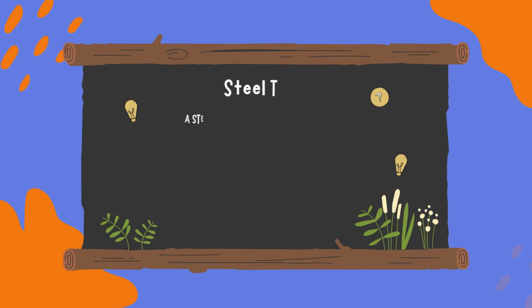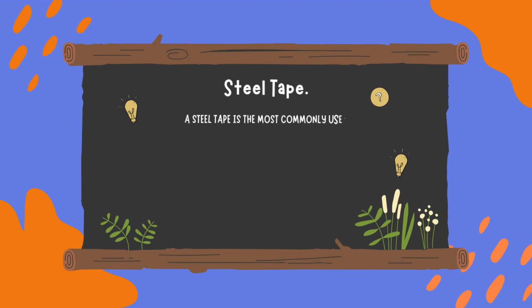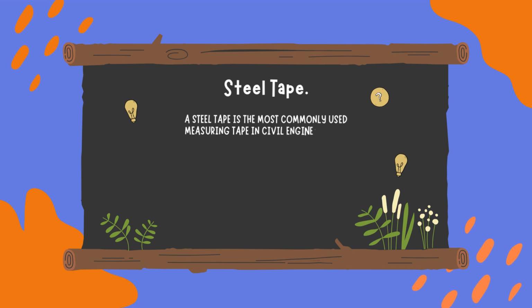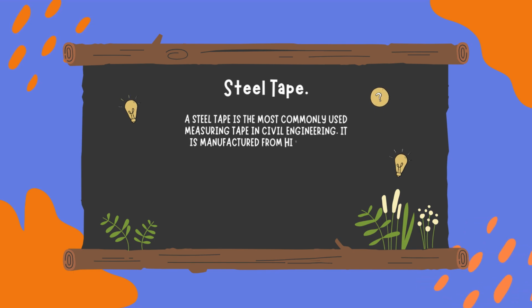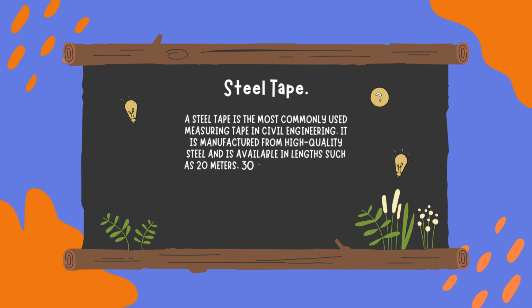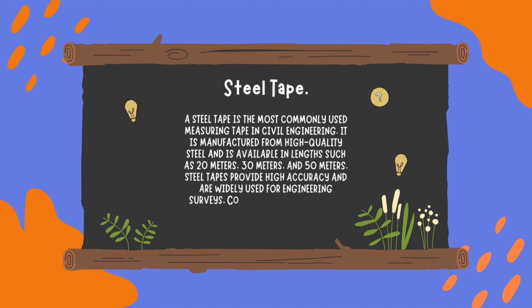The third type is the steel tape. A steel tape is the most commonly used measuring tape in civil engineering. It is manufactured from high-quality steel and is available in lengths such as 20 meters, 30 meters, and 50 meters. Steel tapes provide high accuracy and are widely used for engineering surveys, construction layouts, and site measurements.